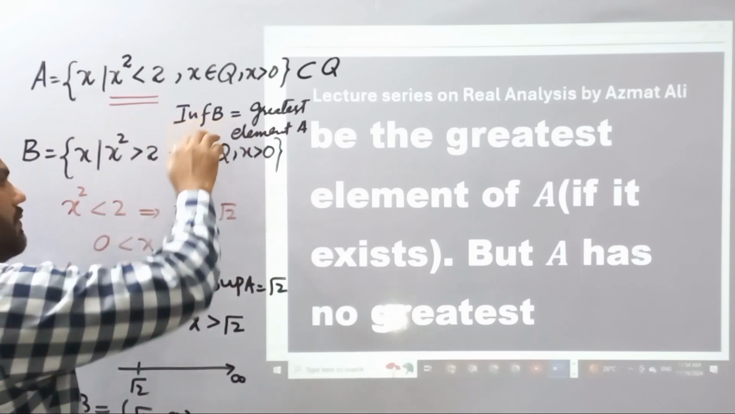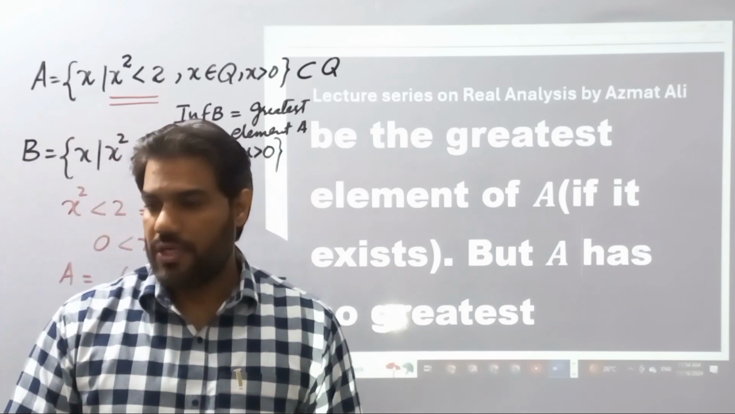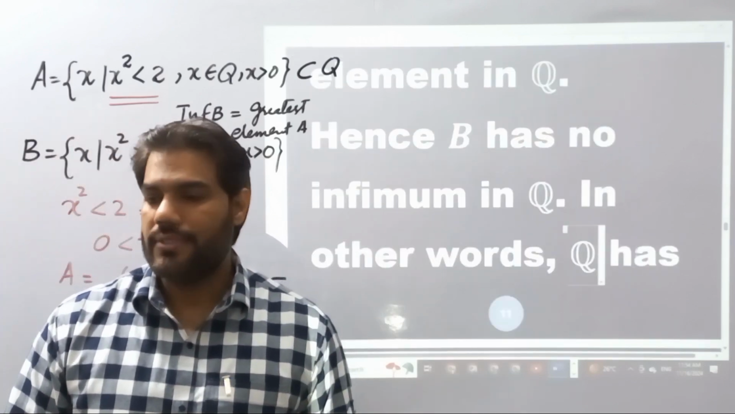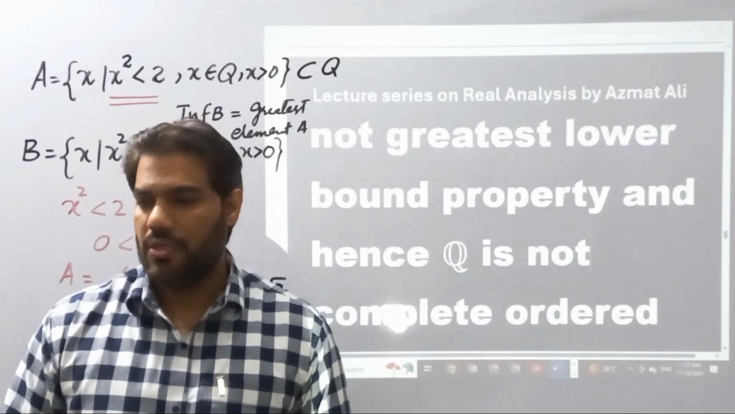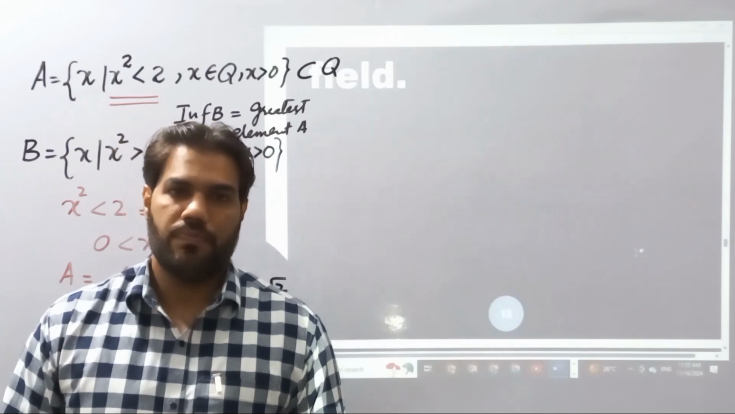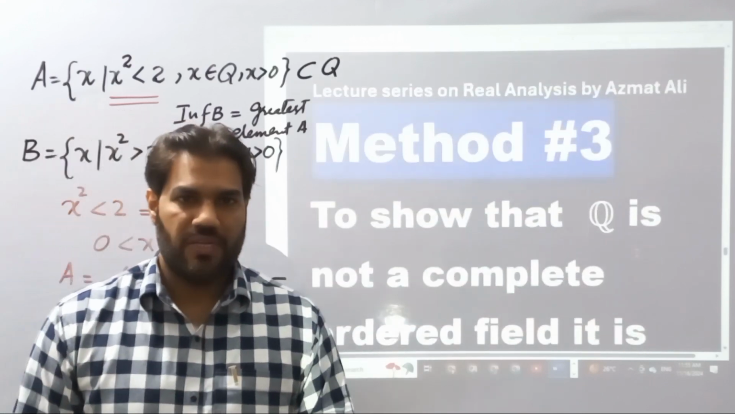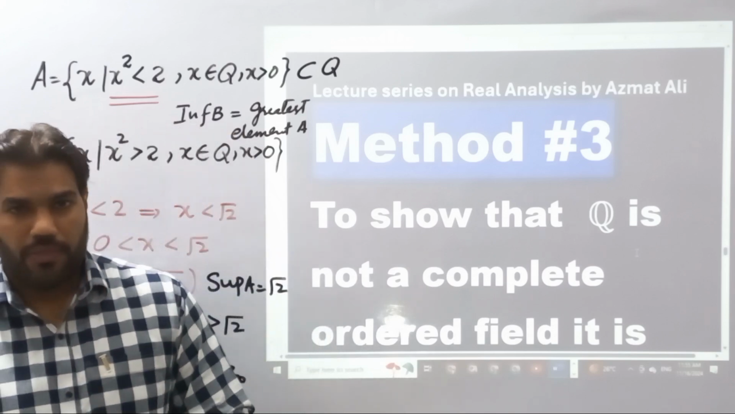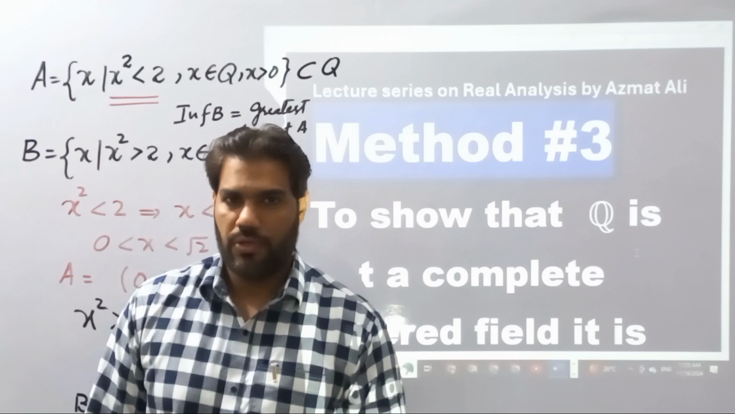This implies that the infimum of B does not exist. But A has no greatest element, hence B has no infimum in Q. In other words, Q does not have the greatest lower bound property, hence Q is not a complete ordered field. So these are the two methods that are available in your textbook, Principles of Mathematical Analysis by Walter Rudin.